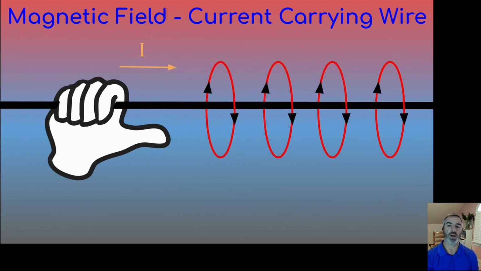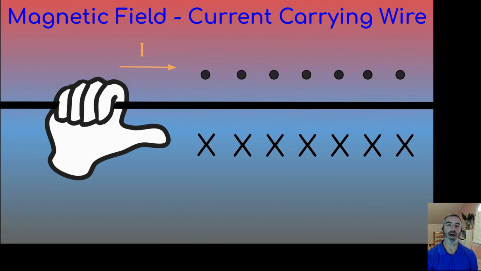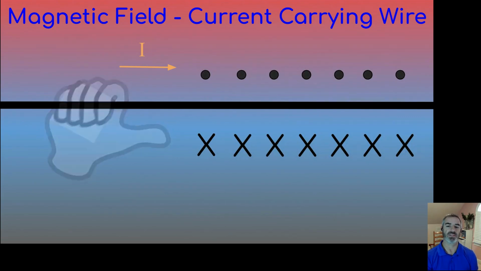When it's behind the wire, the magnetic field is up, and when it's in front of the wire, the magnetic field is directed downward. Now, to represent it like this would be kind of confusing, so we're only going to look at the direction of the magnetic field in 2 dimensions. So we have the wire that has current flowing to the right. Then we're going to represent the magnetic field coming out of the page with dots at the top and into the page with X's on the bottom.